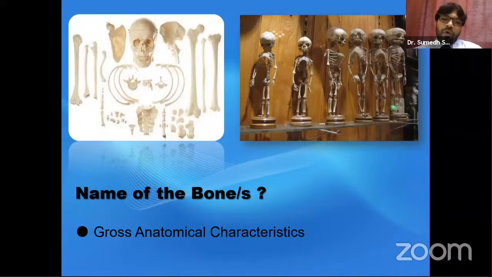So you need to identify all these bones on the basis of gross anatomical characteristics, because the bones are classified as long bone, short bone, pneumatic bone, miniature long bone, modified long bones, irregular bone, and flat bones. On that basis, these are the gross anatomical features, and on that basis you can name the bones or the skeletal remains.